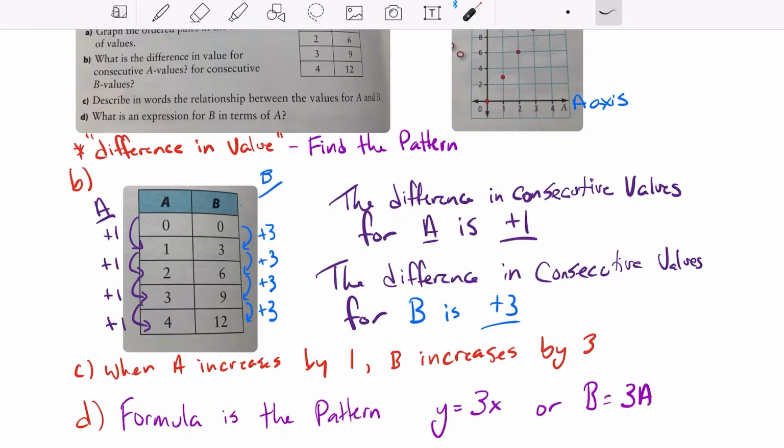If you haven't already done the last page and you're popping in right now, you really need to go and understand how to write this part of the formula, because we're just looking for the pattern number here. It was 3, we placed it beside the x, and that's perfect. Or this one would be B equals 3A, okay?